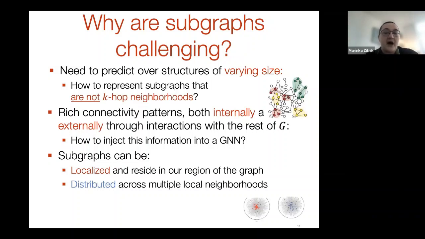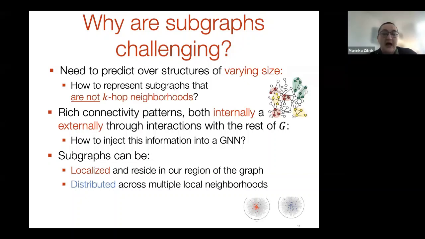You might be wondering, why are subgraphs challenging to model? There are a variety of reasons why subgraphs are particularly challenging, and I will mention 3 of them here. First, in order to embed subgraphs, we need to make predictions over structures of varying sizes. Distinct subgraphs may have different numbers of nodes, different numbers of edges, and there is no particular ordering to those nodes and edges, meaning that our functions that will generate embeddings need to be invariant to the ordering of nodes and edges in subgraphs.